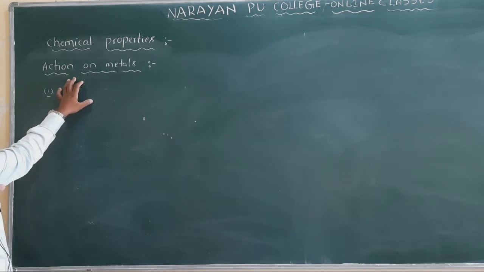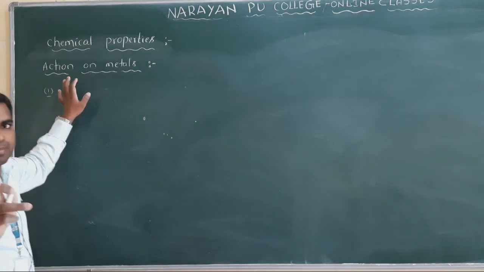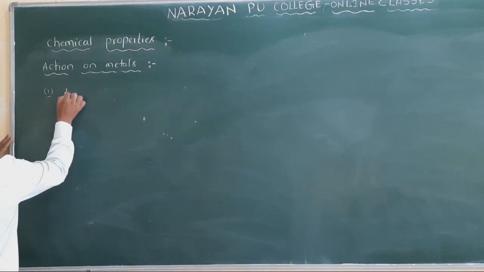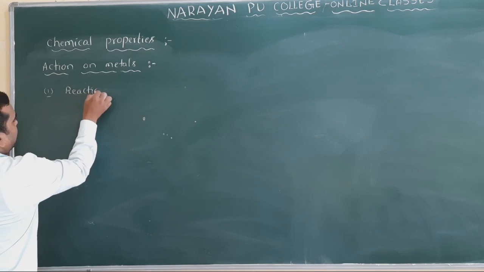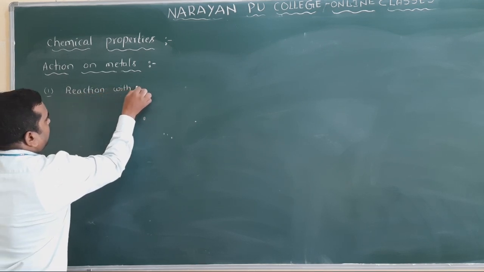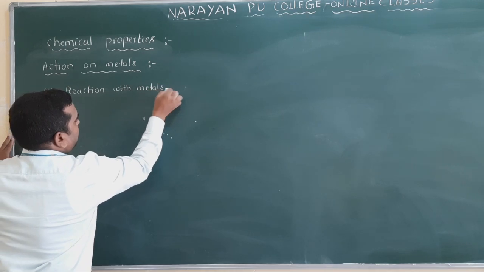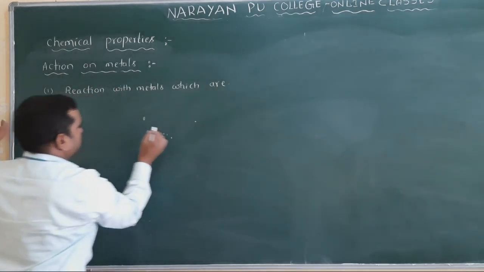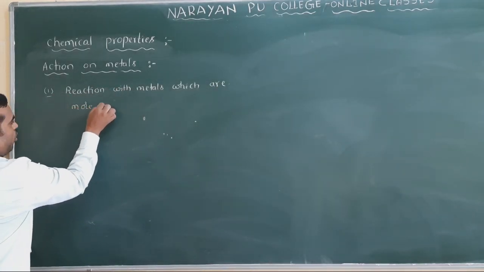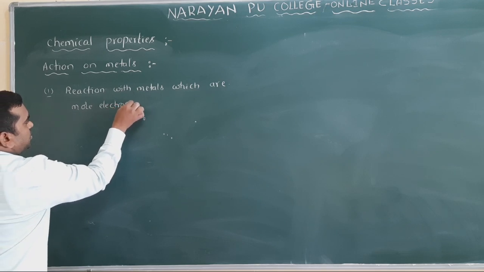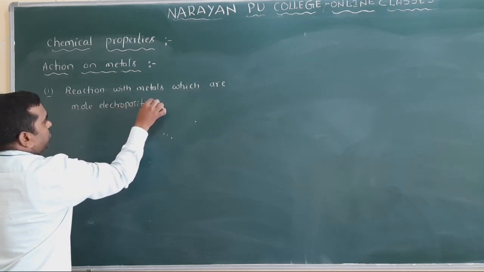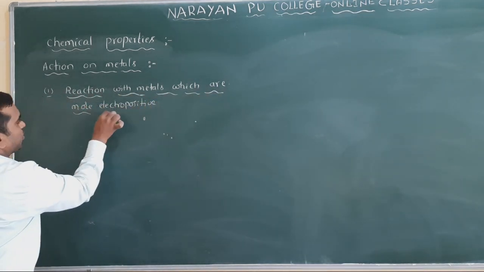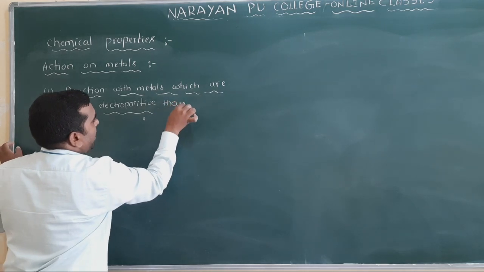Concentrated HNO3 will not react with the noble metals. Noble metals means what? Platinum and gold. Clear? And here, reaction with metals which are more electropositive than hydrogen. Clear? So this is the heading: reaction with the metals which are more electropositive than hydrogen.